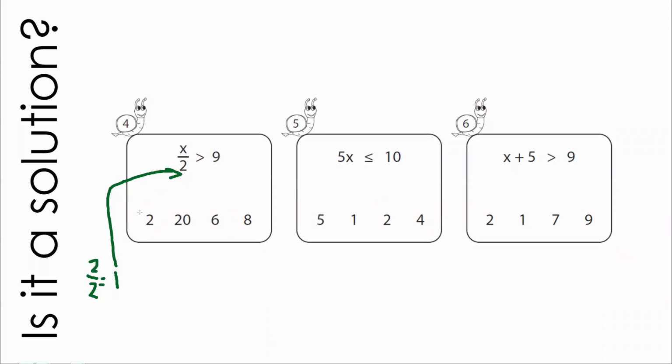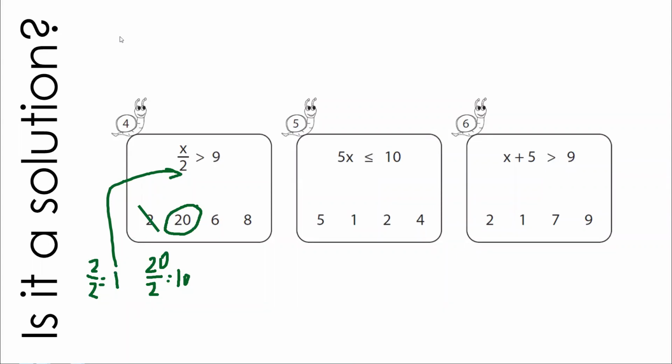Nope, it is not. So that means that 2 is not a solution. Let's try it with our 20 now. 20 instead of x divided by 2 gives me a 10. Is 10 greater than 9? And hopefully you're saying yes, it is. 10 is a bigger number than 9.